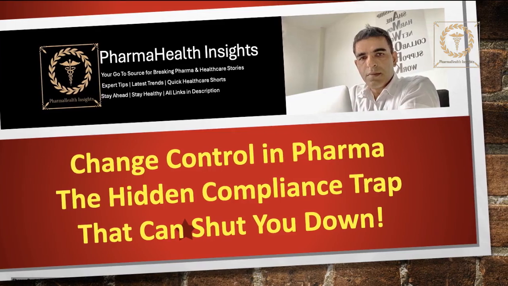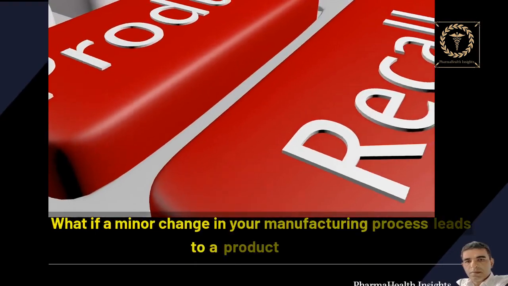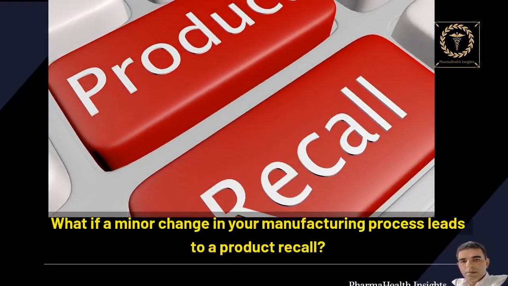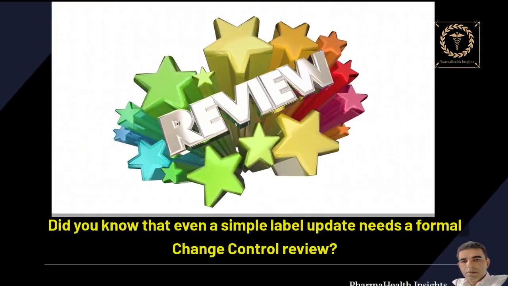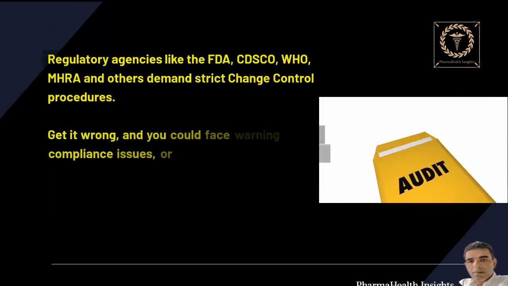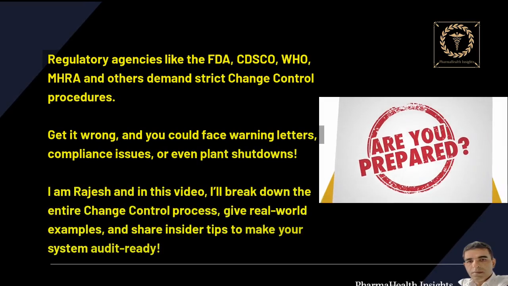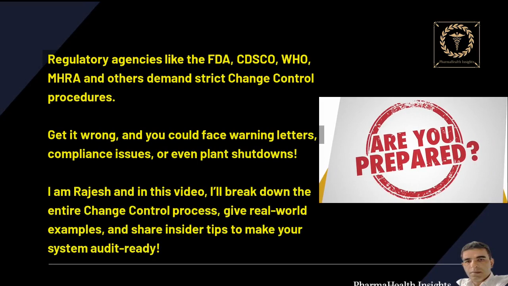Change control in pharma, the hidden compliance trap that can shut you down. What if a minor change in your manufacturing process leads to a product recall? Did you know that even a simple label update needs a formal change control review? Regulatory agencies like the FDA, CDSCO, WHO, MHRA and others demand strict change control procedures. Get it wrong, and you could face warning letters, compliance issues, or even plant shutdowns.